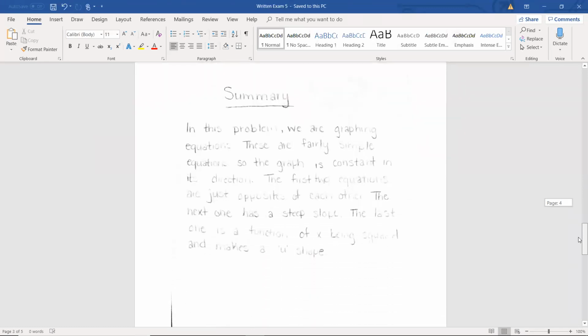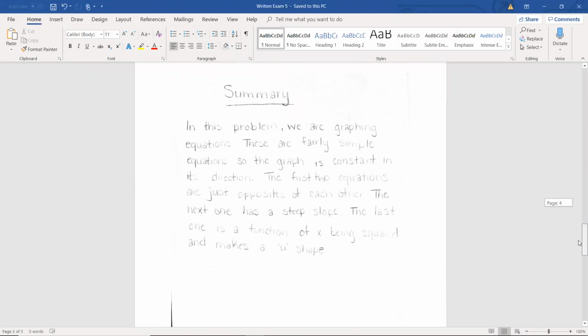So to summarize in this problem, we are graphing equations. These are very, very simple equations, so the graph is constant in its direction. The first 2 equations are just opposite of each other. The next one has a steep slope. The last one is a function of x being squared, and it makes a U shape.